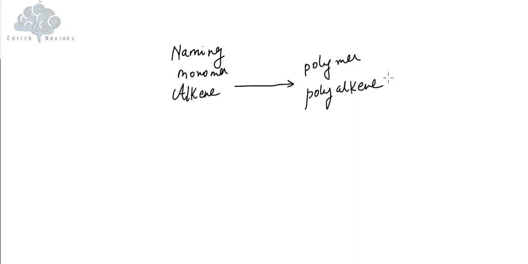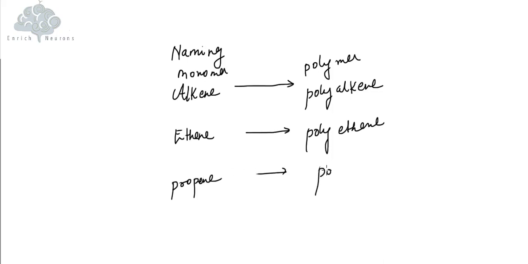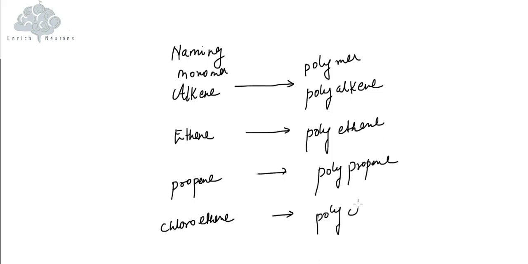So I would be giving you some examples here. In this case, if I take ethene, the name of the polymer would be polyethene. If I take propene, then the name of the polymer would be polypropene. If I take chloroethene, then the name of the polymer would be polychloroethene. So this is how things work.